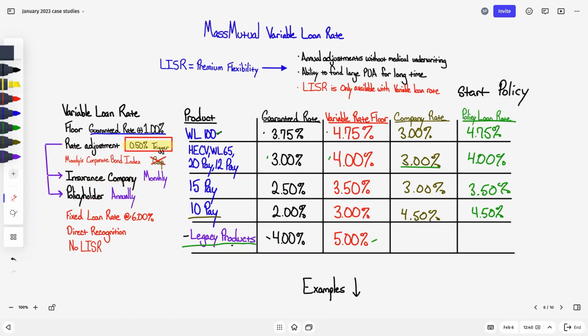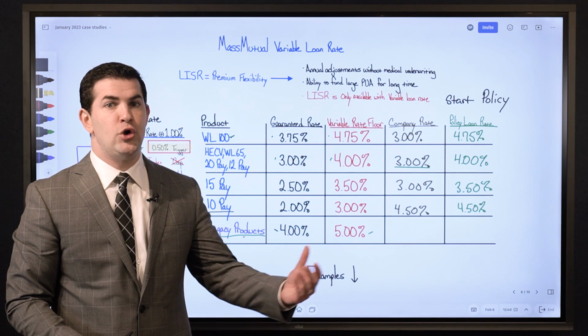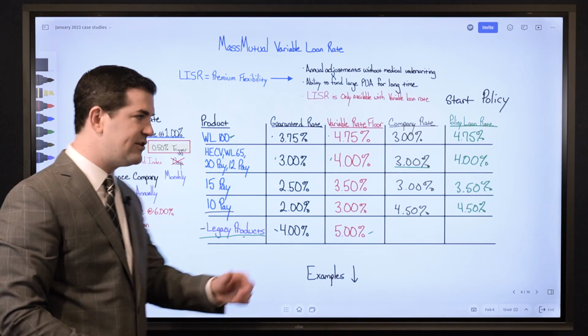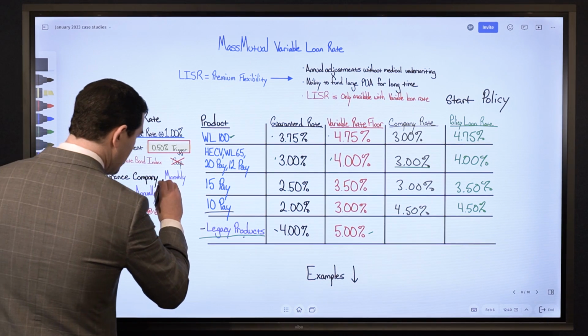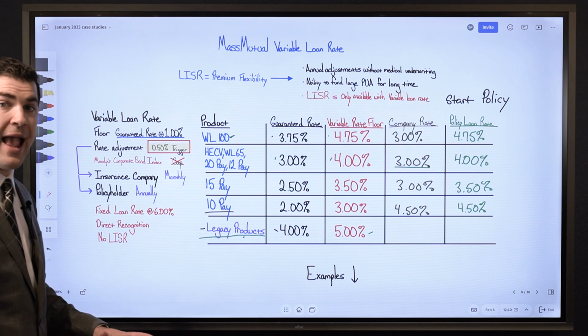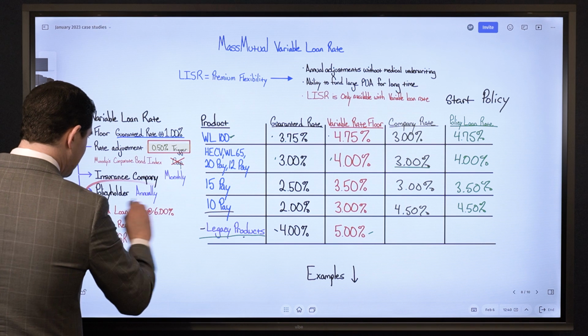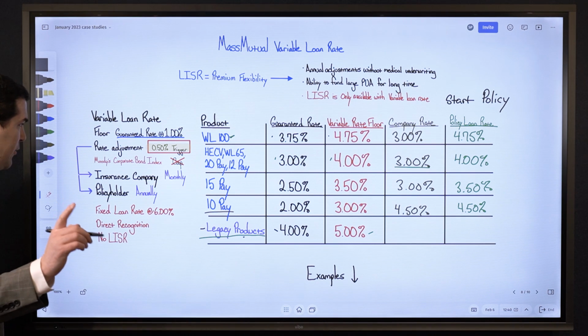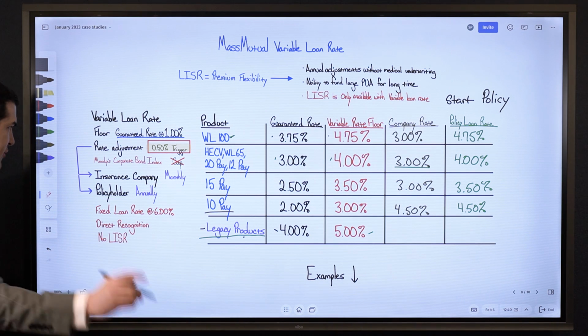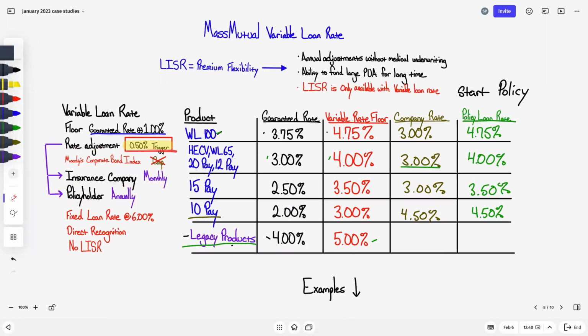So as a life insurance company, Mass Mutual's variable loan rate adjusts every month. We can actually see what it will be 2 months in advance in most cases, but they will declare what their variable loan rate will be for all policies every month. However, as a policyholder, you can experience an adjustment only one time per year. How that adjustment is determined is as follows. We've got this 50 basis point trigger.